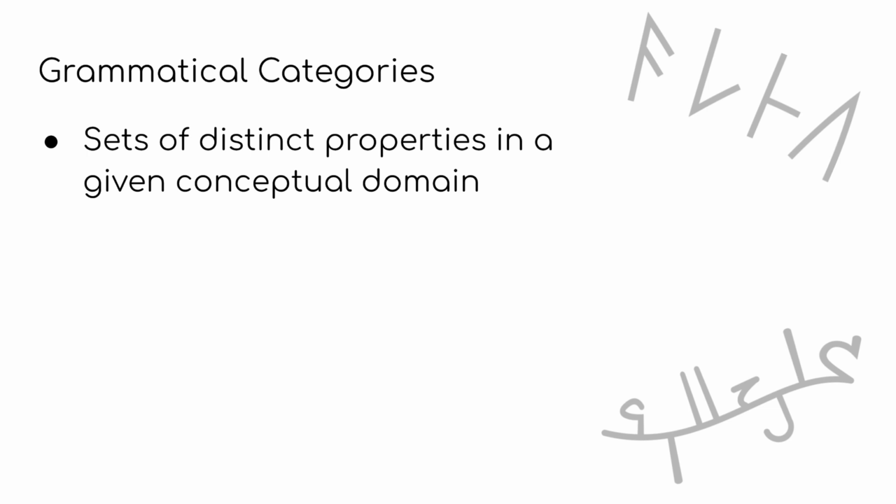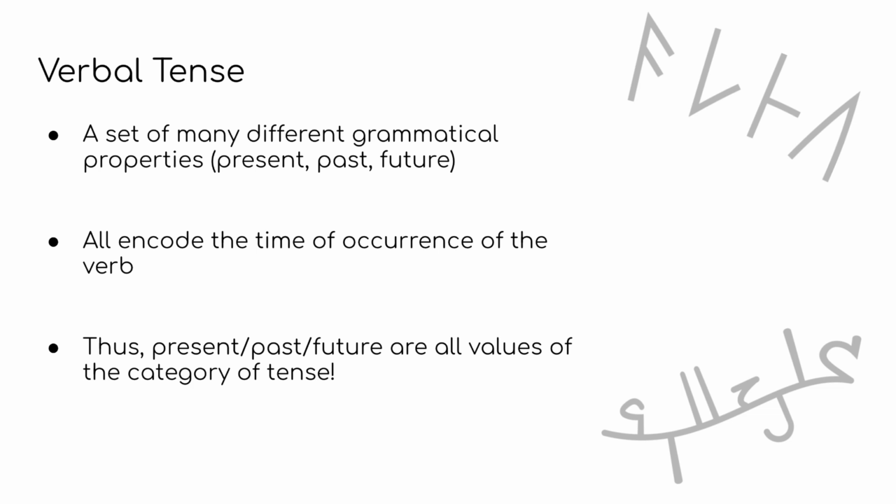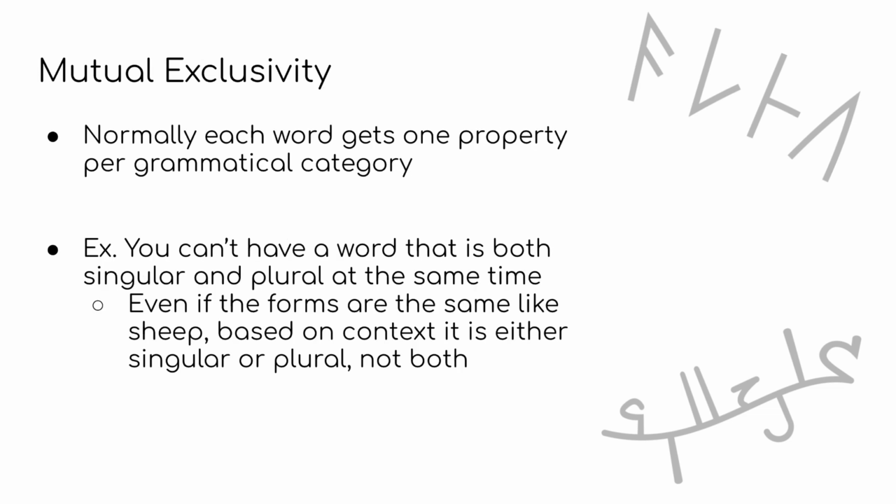Grammatical categories refer to a set of distinct properties of a given word that are all part of a similar conceptual category. An example of this would be verb tense. You can have past, present, future, or any other more specific point in time. But all of these properties can be grouped into the category of tense because they encode the property of the time at which the verb occurred. Normally, these properties within the given grammatical category are mutually exclusive with one another, and can be thought of as taking up one slot within a word. For example, a noun can't be both singular and plural.